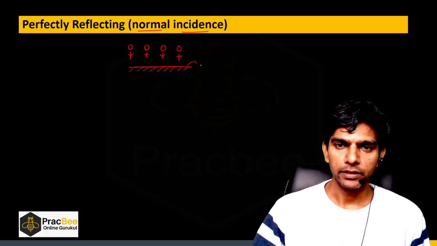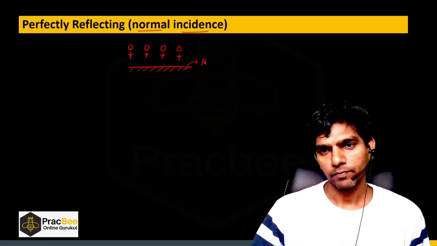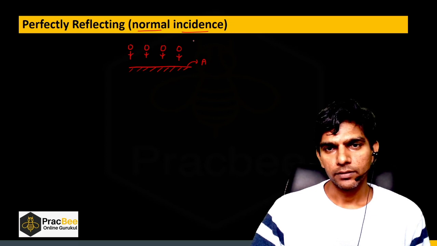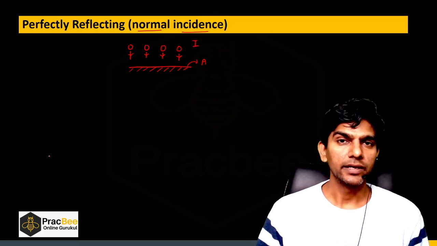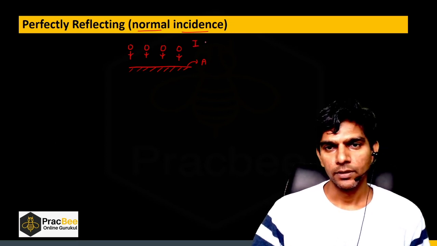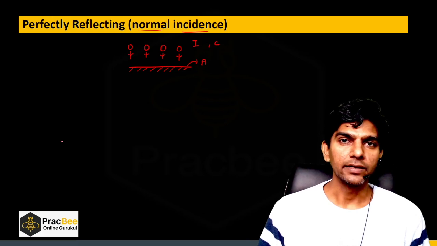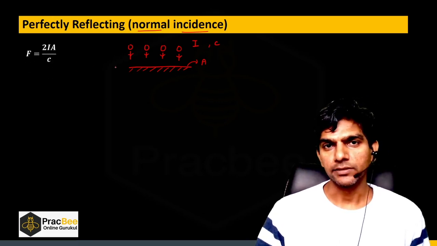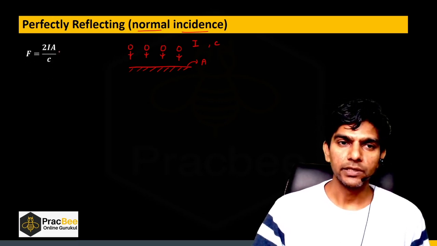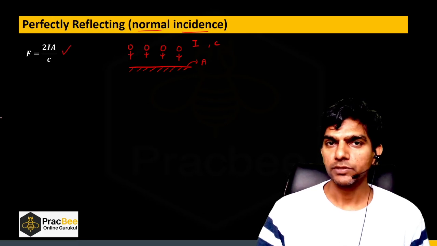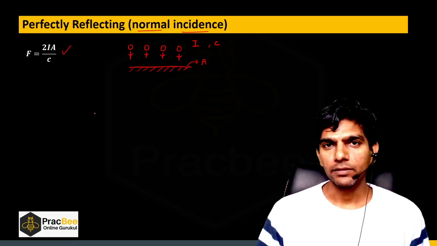And let us say the area is A and I is the intensity. I is the intensity of the radiation and c is the speed of light in vacuum. Then the force exerted by these photons on this area will be given by 2IA by c. Do remember this formula.